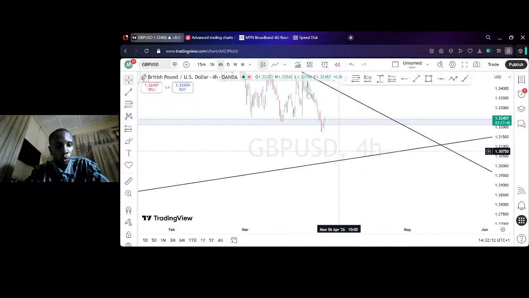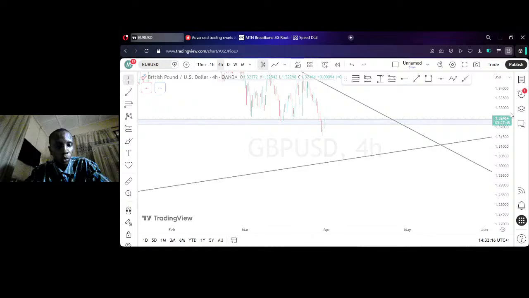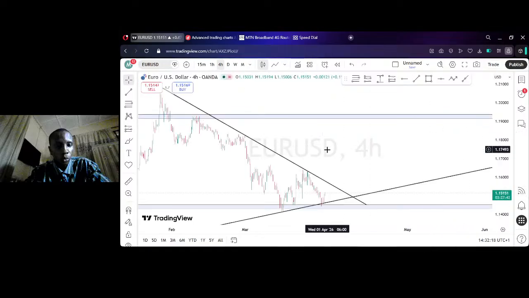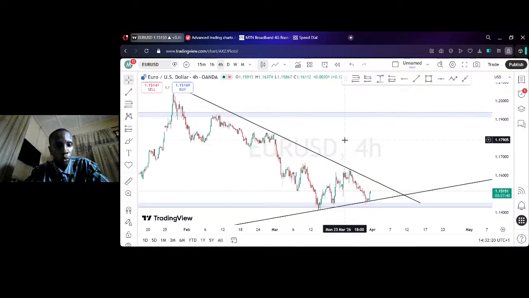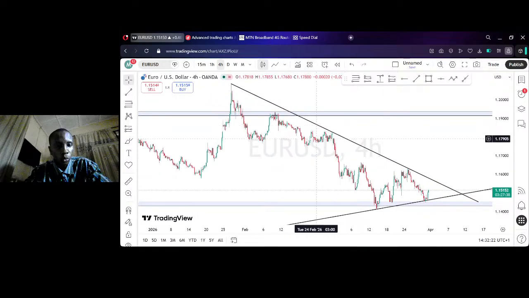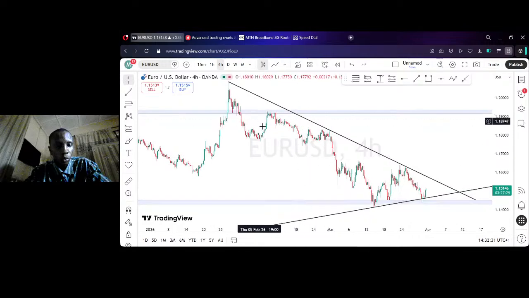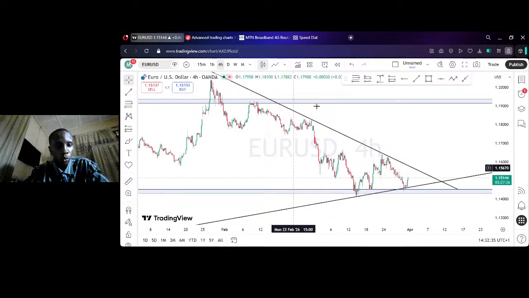Looking at the Euro USD, let me start with the Euro USD. Now I'm looking at the Euro USD with this immediate trend right here. We can see that the Euro USD is bearish to the downside, and it has been creating a consecutive series of lower lows and lower highs.